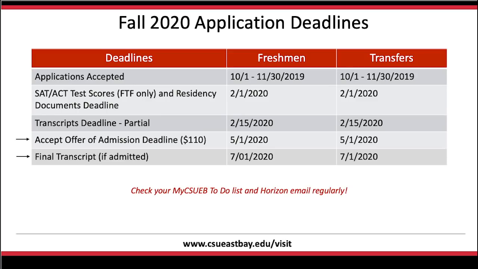Fall 20 application deadlines. The only 2 deadlines remaining are accepting your offer of admissions, which must be completed no later than May 1st, and the final transcript deadline, which is July 1st. Before students can accept their offer of admission, students must pay a $110 enrollment fee.